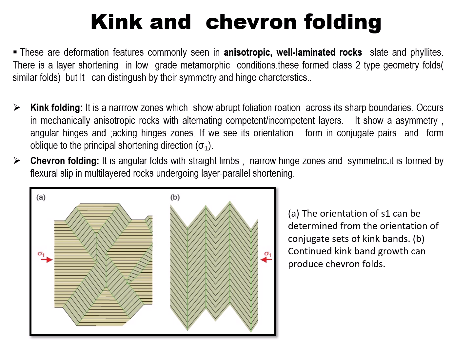Chevron folds are angular folds with straight limbs and sharp edges, usually symmetric, formed by flexural slip during layer-parallel shortening, or common in sequences of alternating competent and incompetent layers.